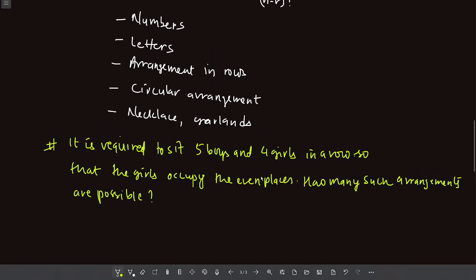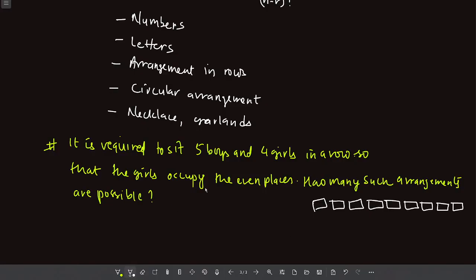Try to draw a diagram and then solve. It will be easier. It is required to set 5 boys and 4 girls in a row. Means there are altogether how many spaces? 9 places. 1, 2, 3, 4, 5, 6, 7, 8, and 9.